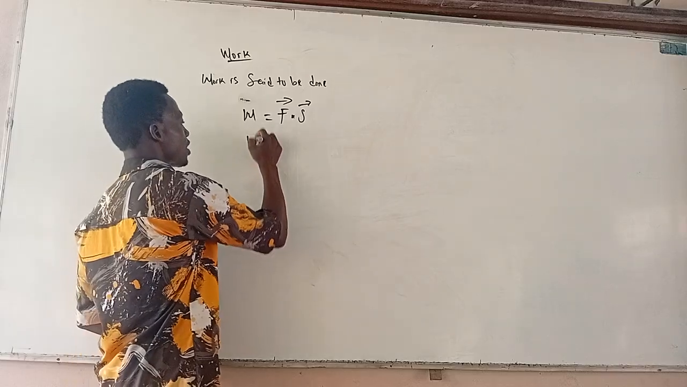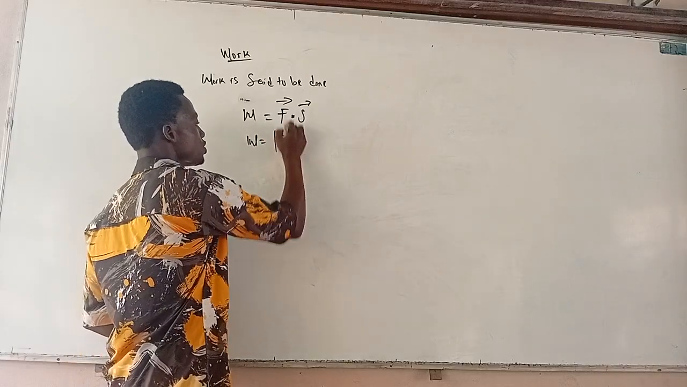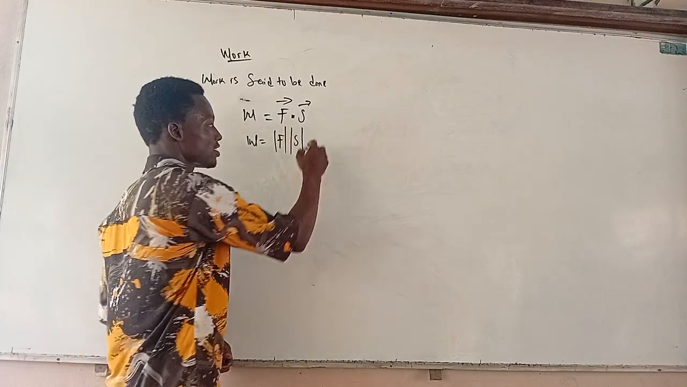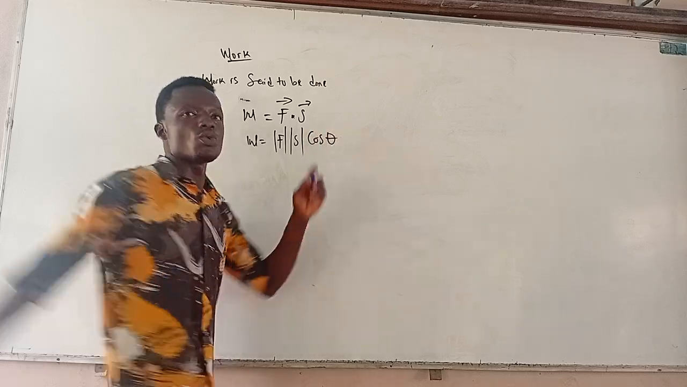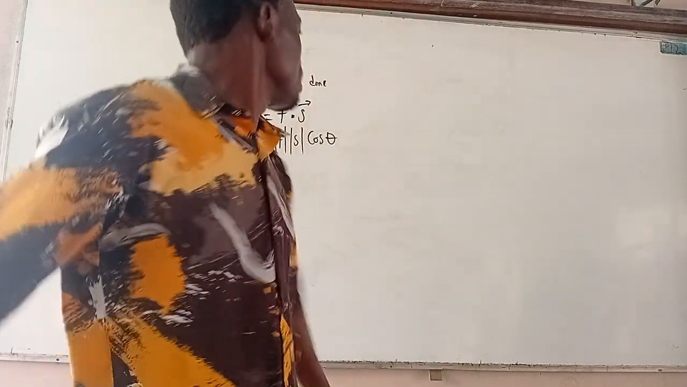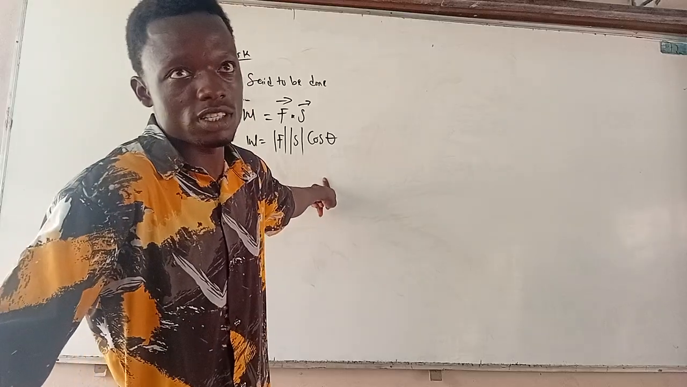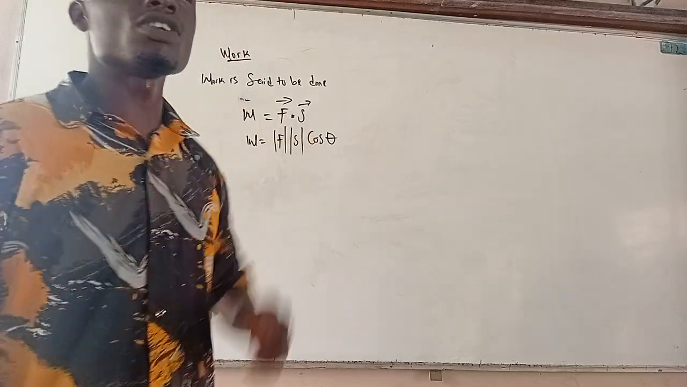So this, vector F dot vector S, is work done. Or in another form, you can say your work done equals the magnitude of F, magnitude of S, cos theta, where theta is the angle between the force and the displacement.